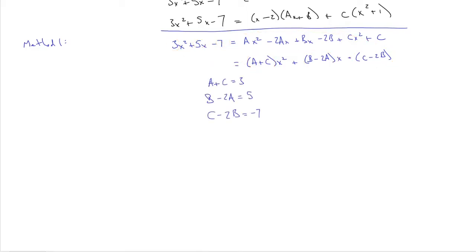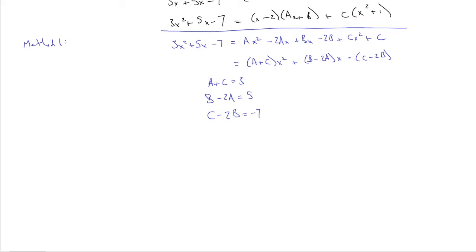And that gives us these three equations. A plus C equals 3, B minus 2A equals 5, C minus 2B equals negative 7. 3 equations in 3 unknowns. We ought to be able to figure them out. There are lots of ways to do these, and you've probably learned some clever way with matrices that you are welcome to use if you like.